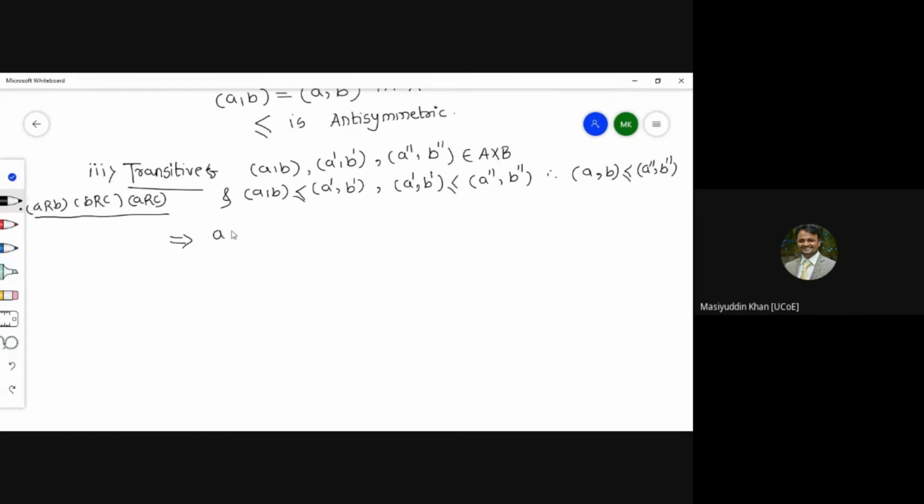So this means a is less than or equal to a' and b is less than or equal to b', and similarly here also define a' is less than or equal to a'', and b' is less than or equal to b''.